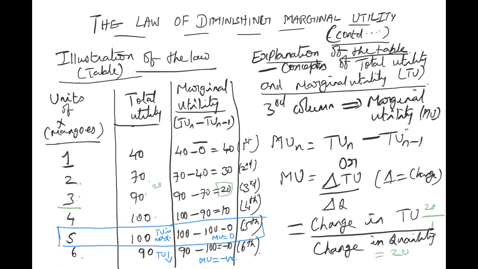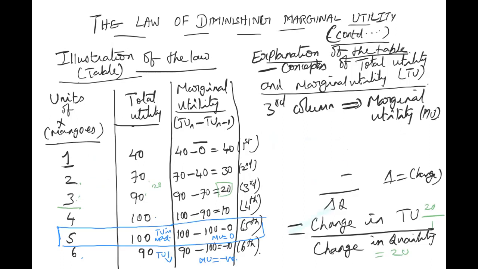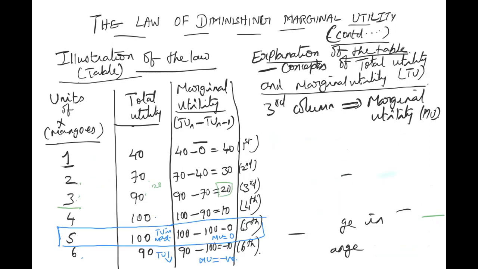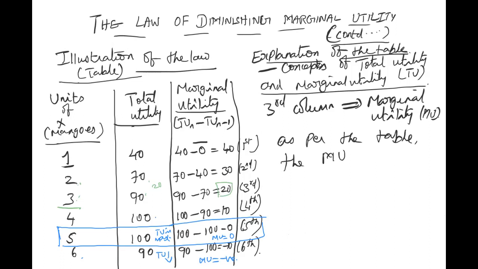So this is the marginal utility, and we have seen that the marginal utility keeps on decreasing as the quantity of the commodity keeps on increasing. So that's what we are mentioning here. As per the table, the marginal utility decreases with every increase in the quantity.